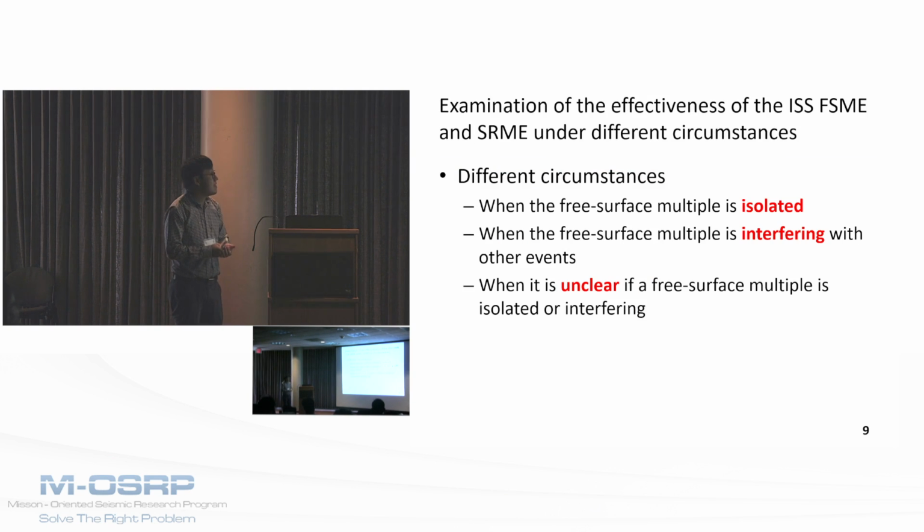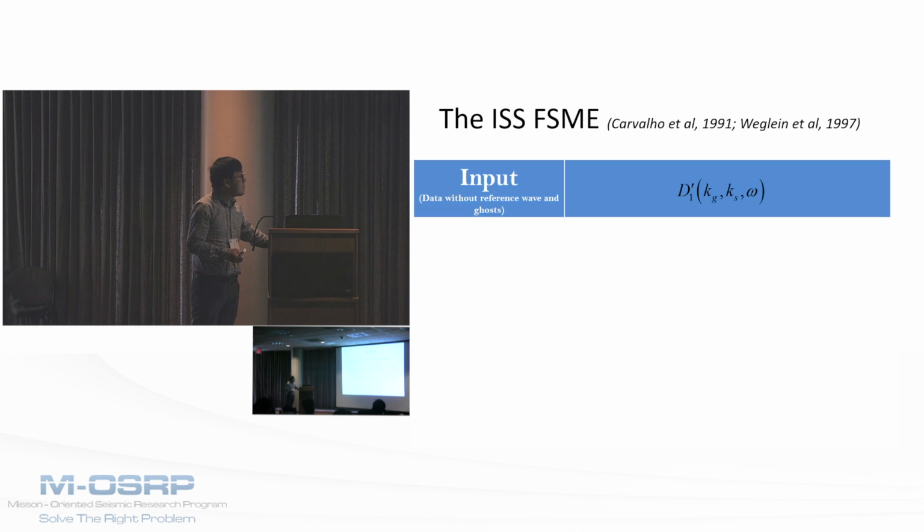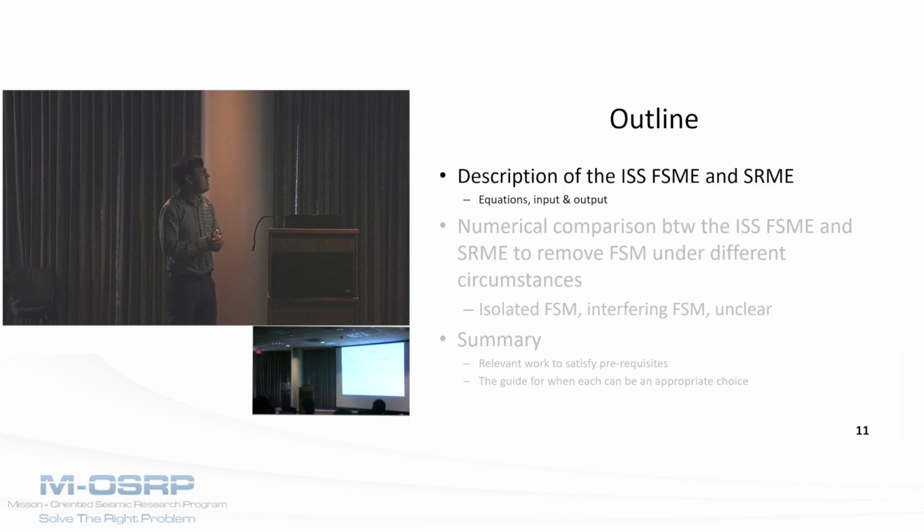We would like to examine the effectiveness of these two methods under different circumstances. By different circumstances, we mean removing the free surface multiple when it is isolated, when it is interfering, and when it is not clear if it is interfering or not. Through this examination, we provide a guide for when each of these methods can be an appropriate choice in your multiple removal toolbox. So now let's first provide a brief description of these two methods.